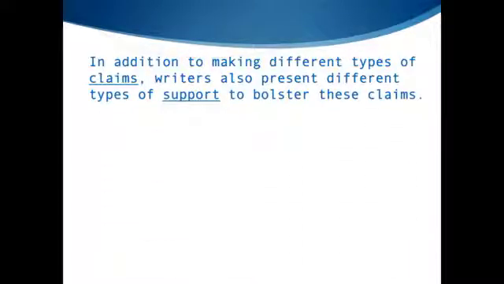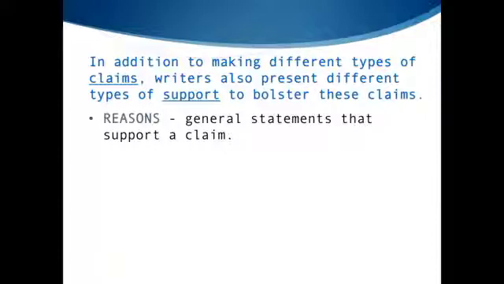So in addition to making different types of claims, writers also present different types of support in order to bolster these claims. So let's talk briefly about types of support. So earlier on we talked about issues, we talked about claims and the kinds of claims of fact, value, and policy. Now we'll talk about types of support. So first of all, kind of the broadest category of support is what we refer to as reasons. So reasons are what you might typically see in your thesis statement as the preview of ideas to follow in the essay. So these are general statements that support a claim.